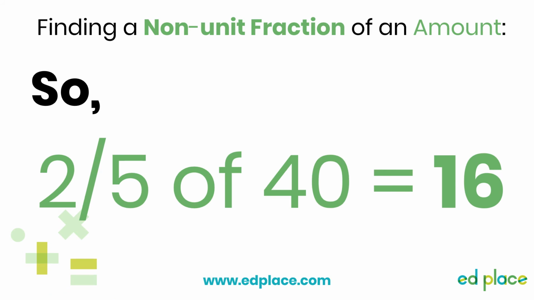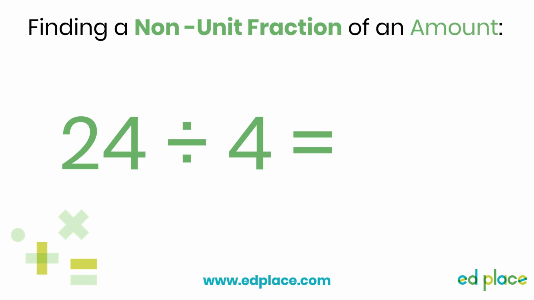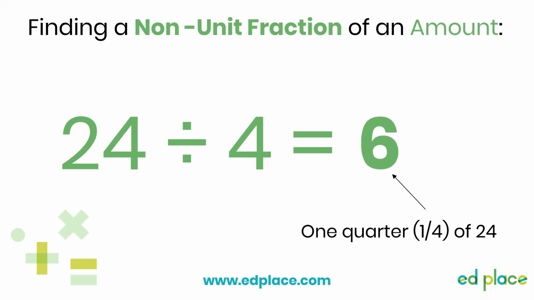Let's just look at one more example before you start on an activity by yourself. In this last example, we're going to find 3/4 of 24. We're still going to start by finding a quarter, because our fraction has 4 as a denominator. This means we divide by 4. To find 3/4 of 24, we first find 1/4. 24 divided by 4 equals 6. So now we know that 6 is 1/4 of 24.